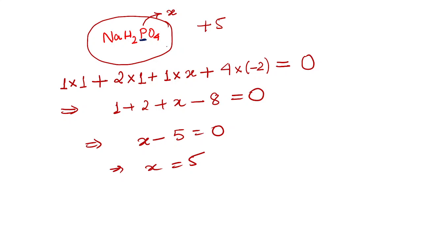Let me take another example for you. Let us take H4P2O7. This example is given from the book, and here you have to calculate the oxidation state for phosphorus once again. So now once again the same technique. How many hydrogens are there? 4 hydrogens. So 4 into the charge of hydrogen, which is always 1, plus phosphorus.